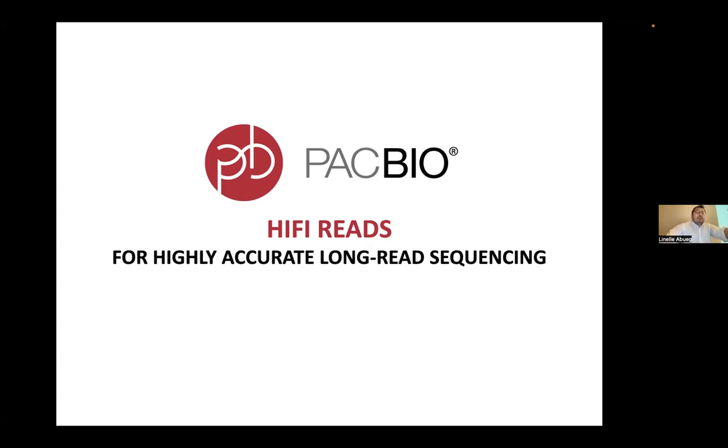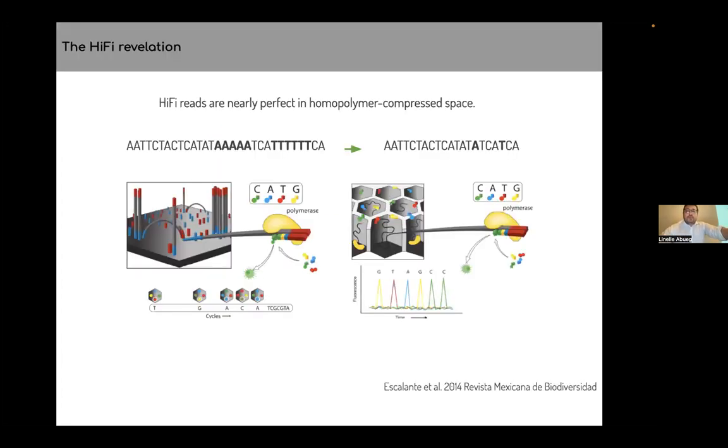With this new HiFi data that they released 2 years ago now, you can reach at least a Q30. Q30 means a quality value of 30, which means one error every 1,000 base pairs. That's what Illumina considers perfect reads. Of course, when you have 100 base pairs, that's a perfect read. When you have 20 KB, that's still 20 errors in 20 KB. All right, so HiFi reads again are nearly perfect.